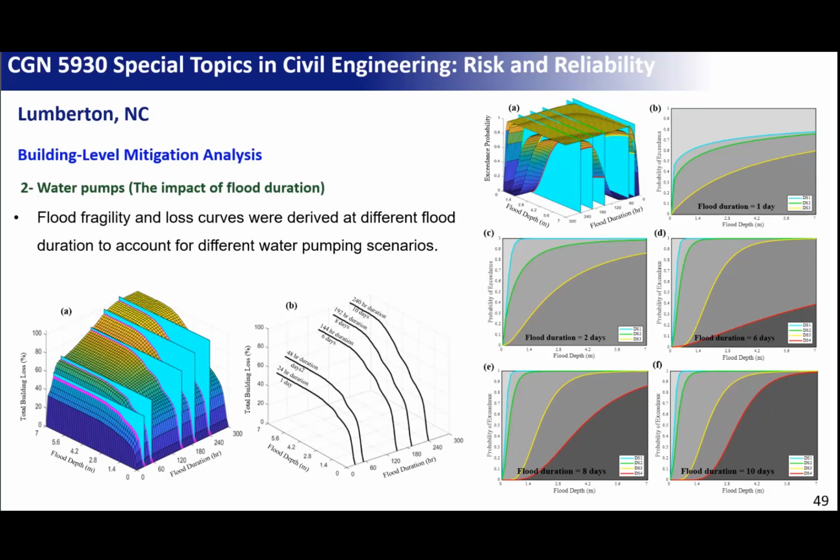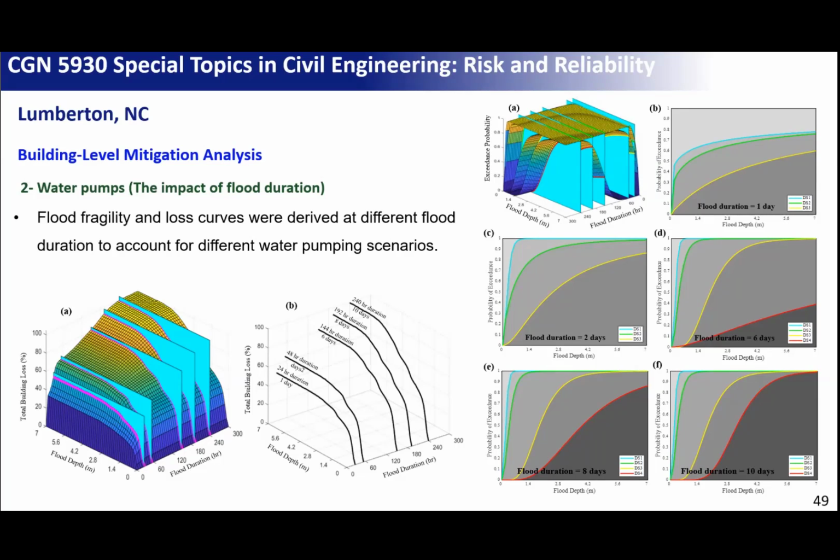Since we captured the impact of flood duration, if I take a section in this surface at 24 hours, I will have this loss curve. But at 60 hours, I will have another loss curve that is much higher. If I have 150 hours, it will be much more. 10 days, it will be much more, right? So based on how much duration reduction the water pump is going to provide, I will pick which curve best fits my building, okay? This is also what the fragilities and the multivariate loss function can capture.